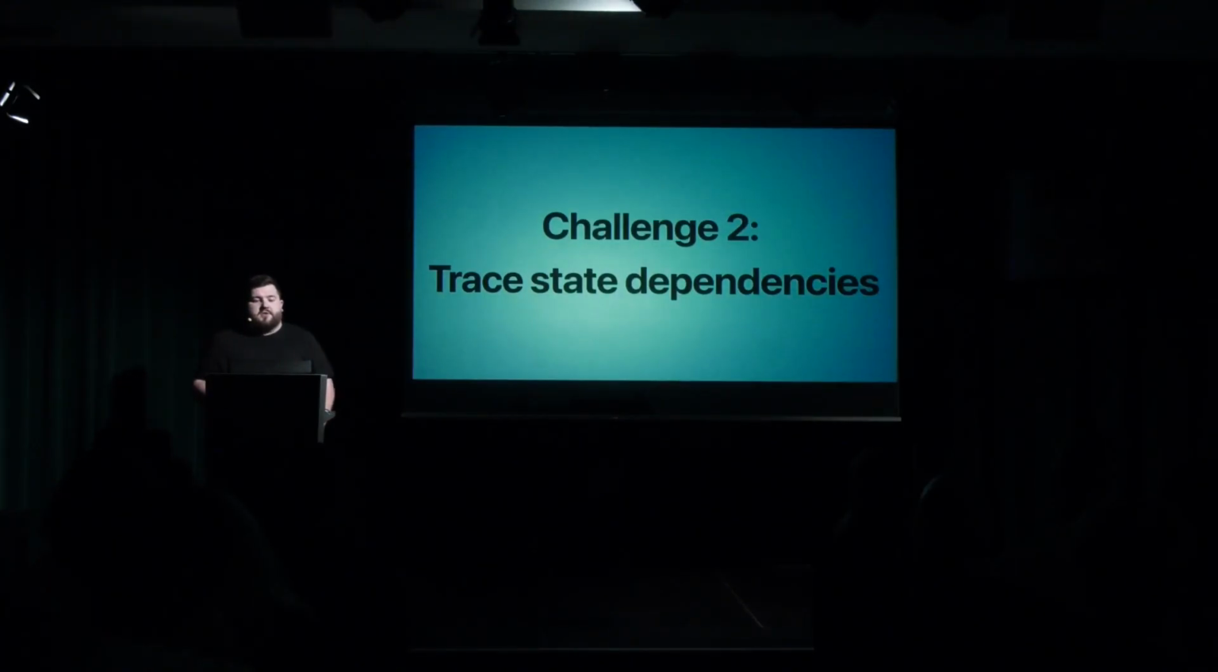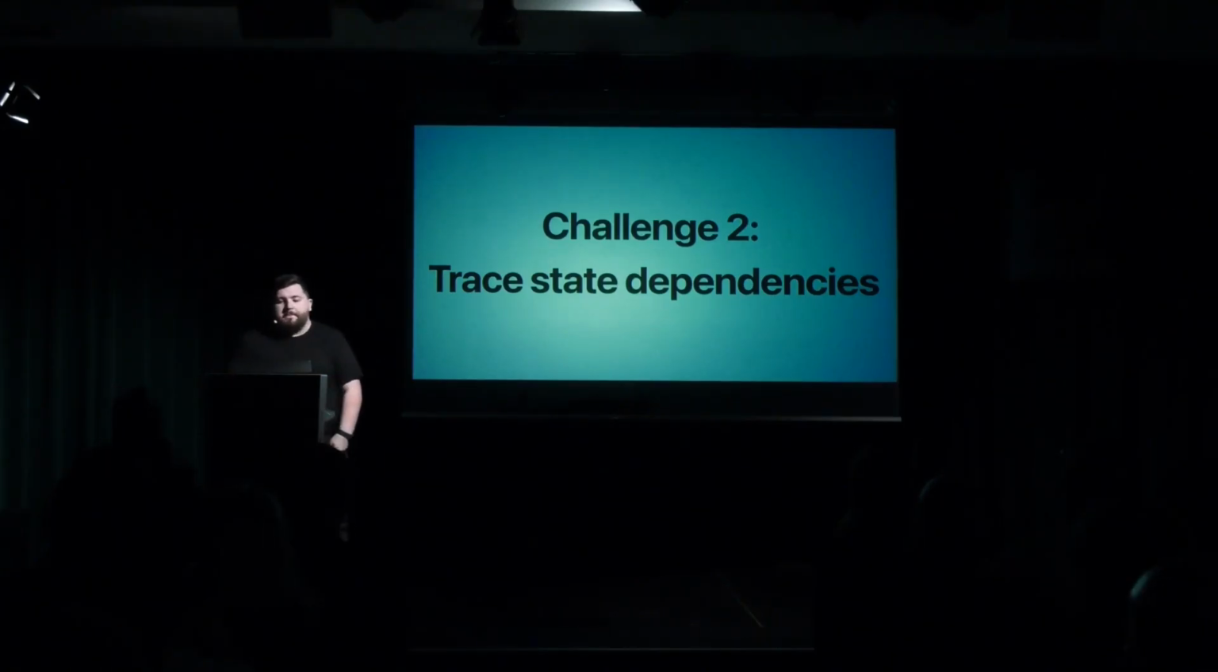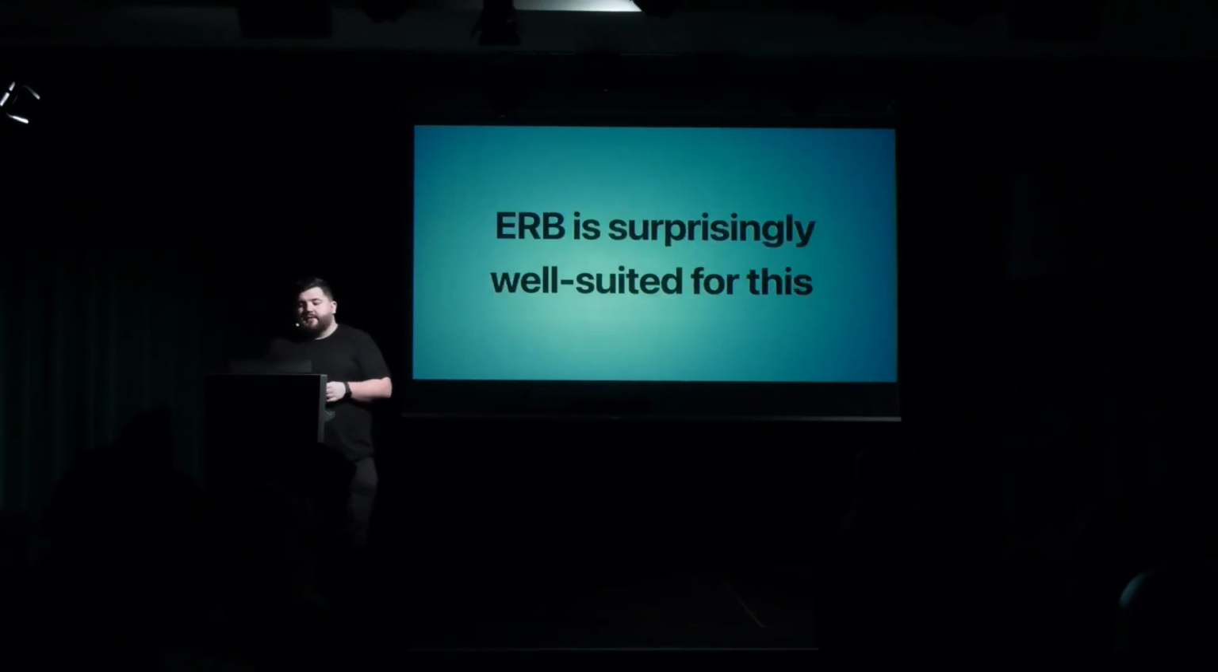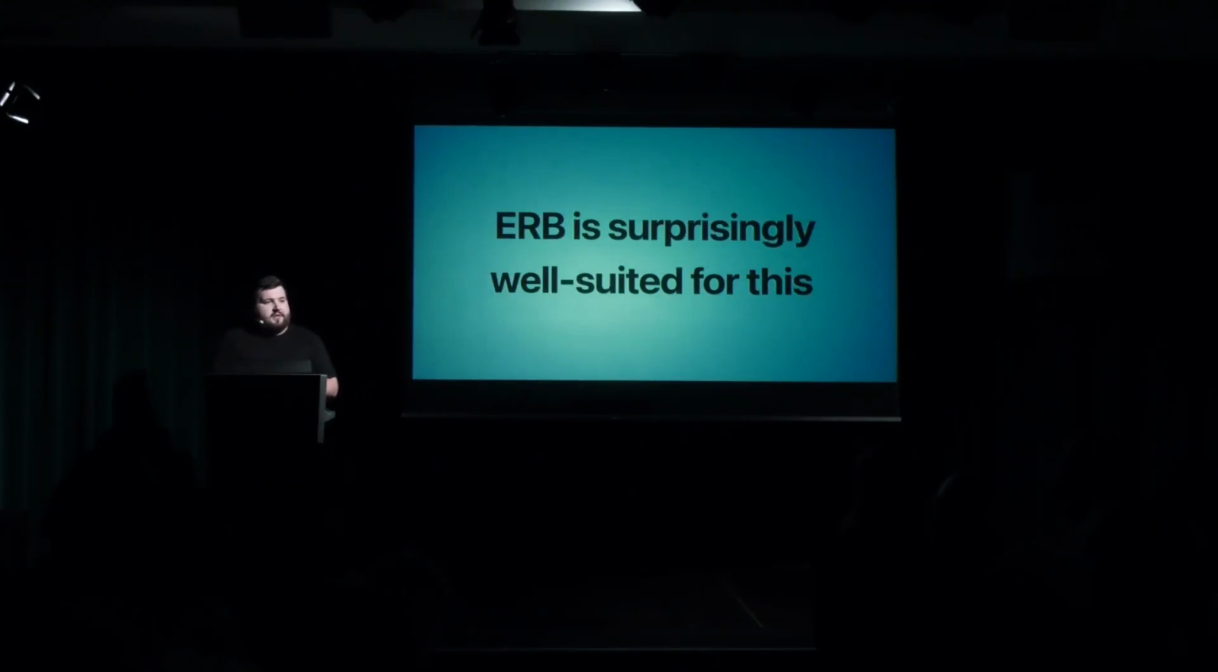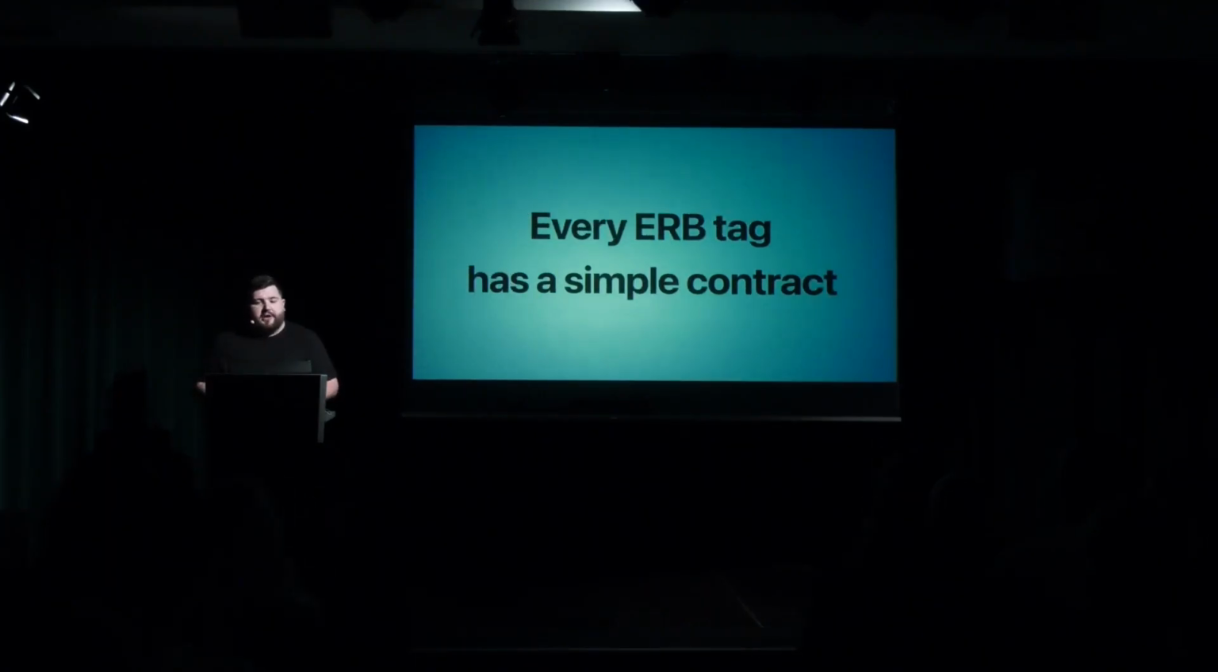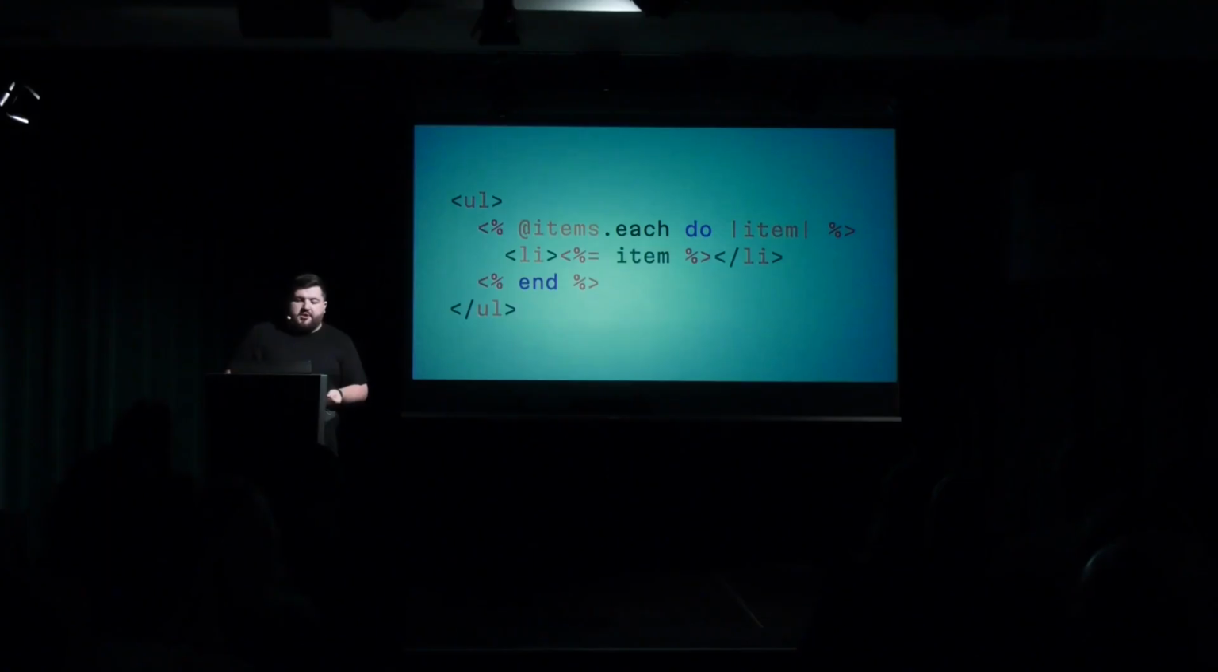The second thing was to trace the state dependencies, which means that we want to know how things change and what needs to be updated as a result. And surprisingly, ERB is well suited for this, because every ERB tag itself has a simple contract. And I can show you on this example here.